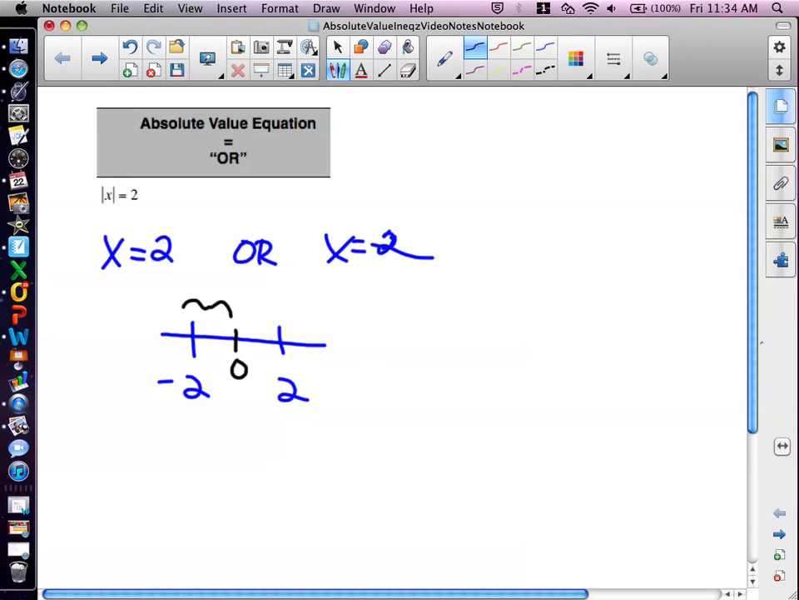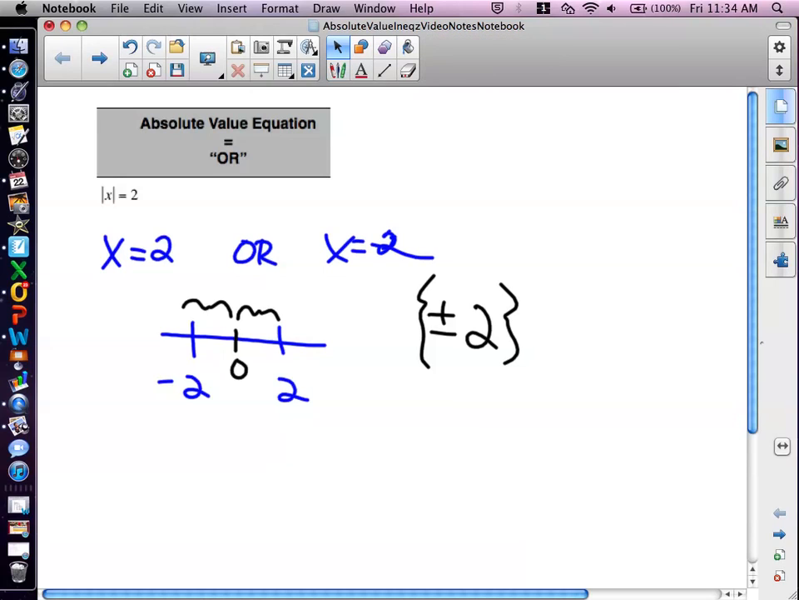And absolute value in this situation is just describing how far away from 0 a number lies. And here I can see I'm 2 units to the left, here I'm 2 units to the right. So my solution set for a problem like this would be positive, negative 2. 2 units away from the center.